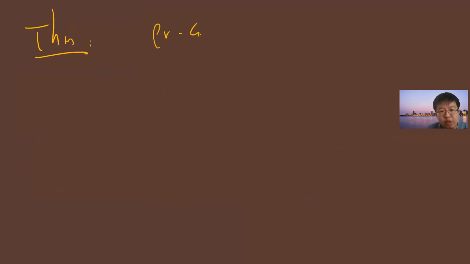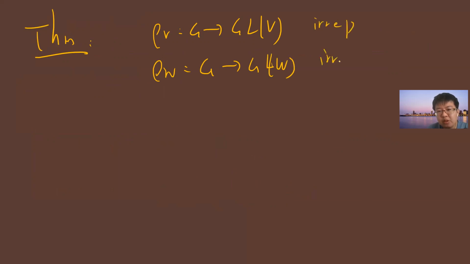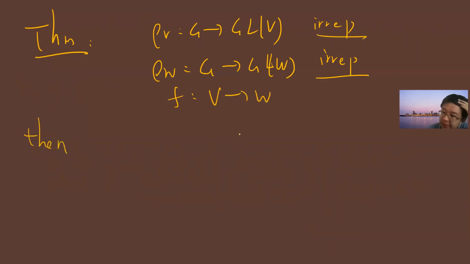Suppose you have two reps, V and W, and they are both irreducible reps. Schur's lemma studies the relation between irreducible reps by using a G-linear map. Suppose you have a G-linear map F from V to W, and they are both irreducible. Then there are only two cases. The first case is that F is an isomorphism.